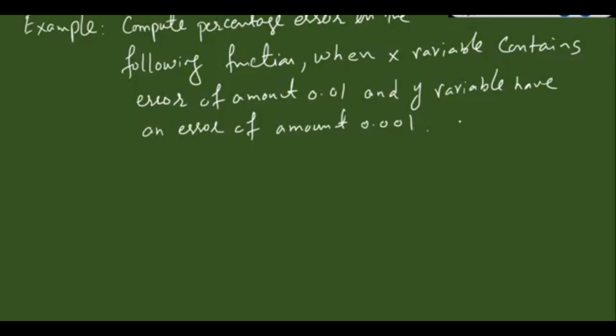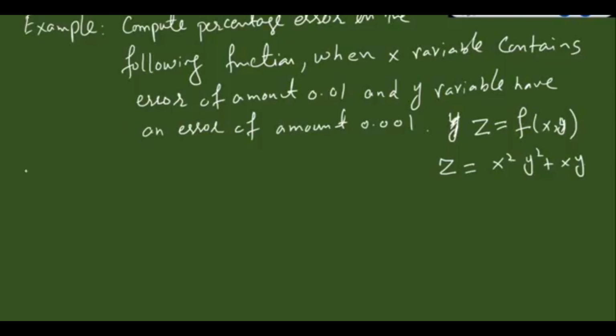Let's say the function that is given to us is defined like that. Sorry, y is a variable, so let's say z is a variable which is depending on x and y, and the function is z, for example, x square y plus xy, something. Now what we have to do, we have to compute the error in this function.